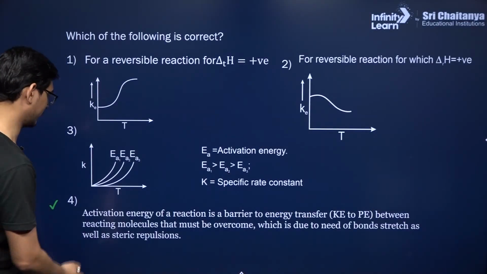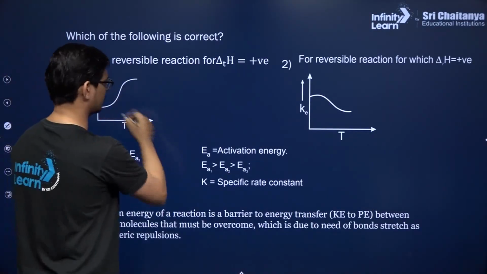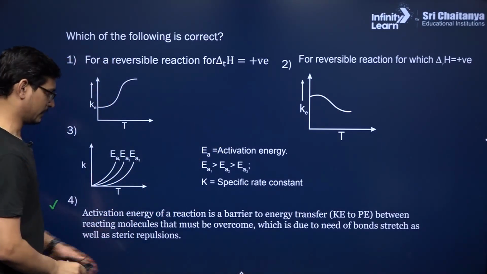Which of the following is correct? This is correct. The variation of rate constant with temperature does not look like this, but this statement is correct.